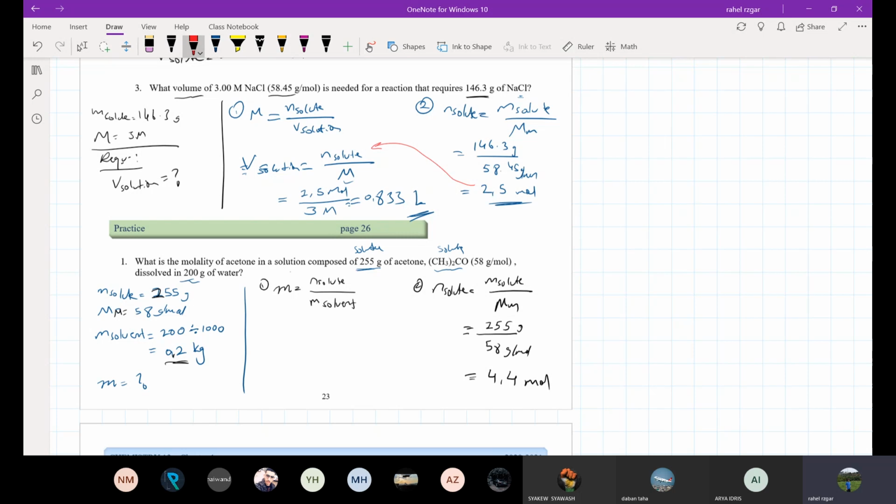Now replace the mole into the formula, the next row, equal to 4.4 divided by the mass of the solvent, 0.2, and the result is 22 molal.